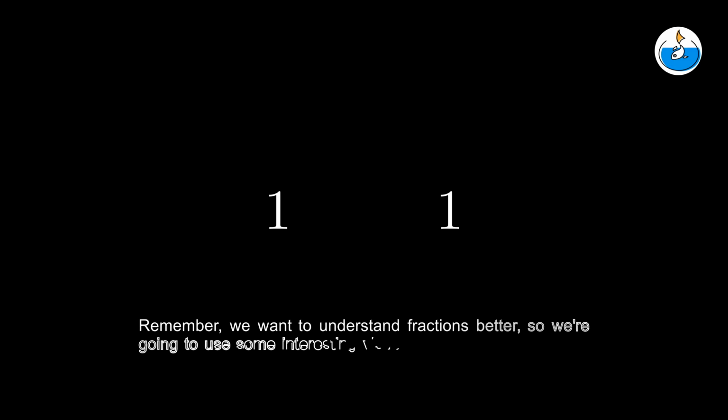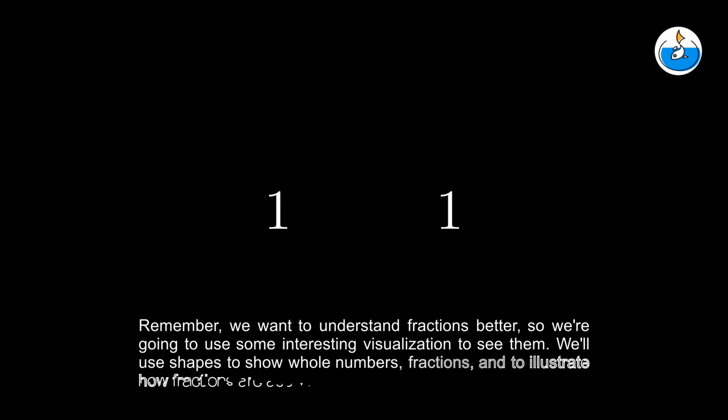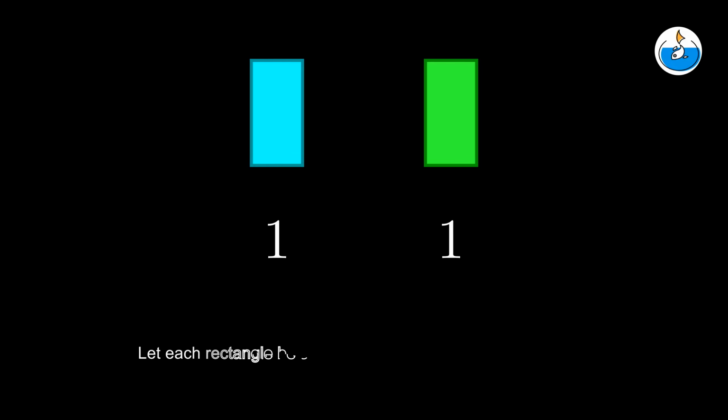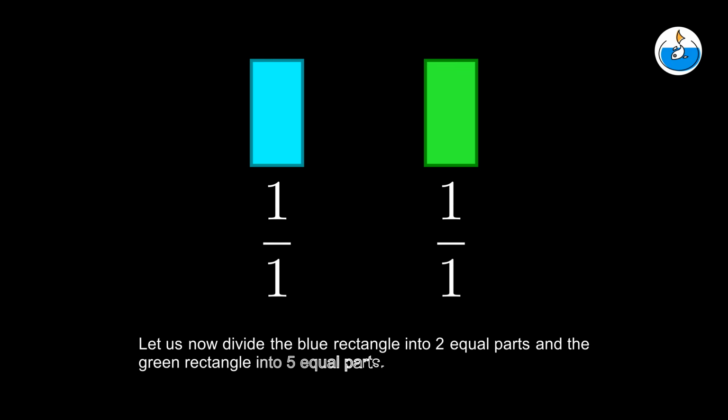Remember, we want to understand fractions better, so we're going to use some interesting visualization techniques. We'll use shapes to show whole numbers, fractions, and to illustrate how fractions are added together. Let each rectangle be a representation of the whole number 1. Let us now divide the blue rectangle into 2 equal parts, and the green rectangle into 5 equal parts.